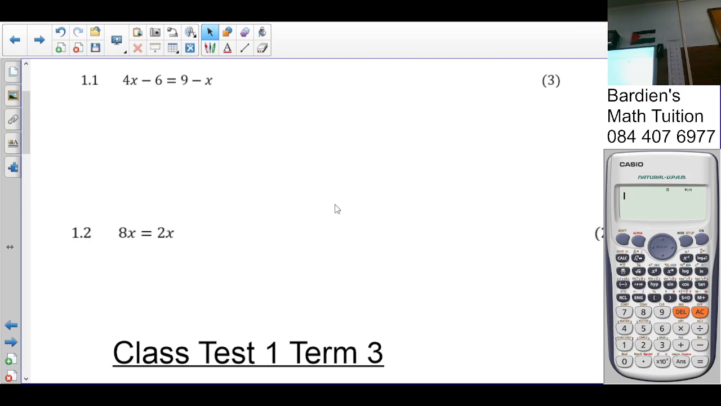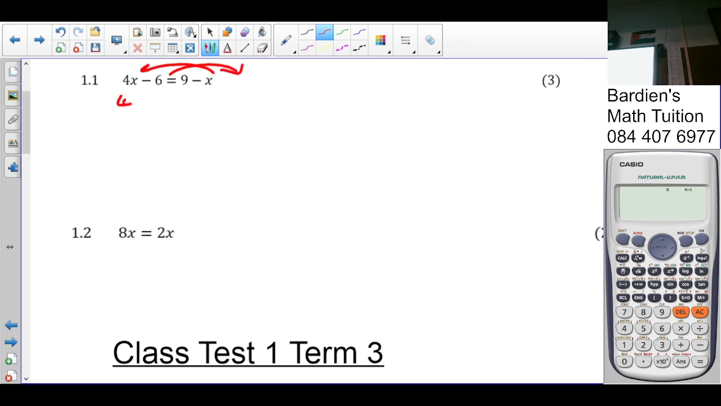Okay, so what is the first thing I need to do? I need to isolate the variable, or get the x's on one side of the equal sign, and of course the constants, or the numbers, on the other side. So x is one side, numbers the other side. So it's going to be 4x. If I transpose negative x over the equal sign, it becomes plus x equals 9 plus 6. So 4x plus x is of course 5x, is equal to 9 plus 6, which is 15.